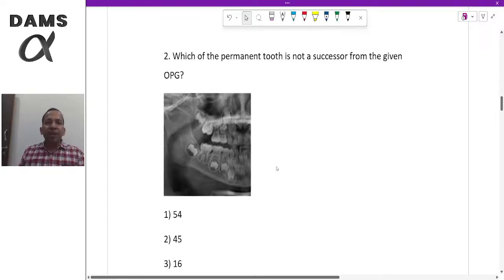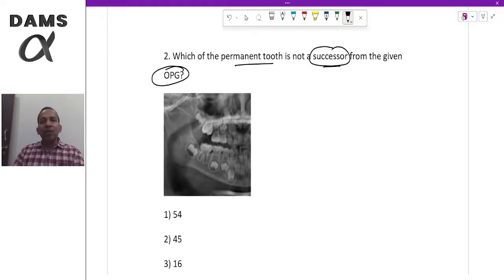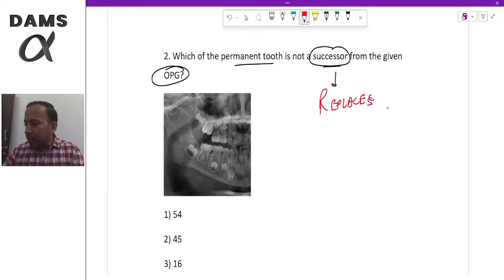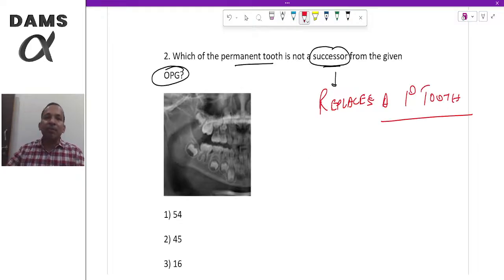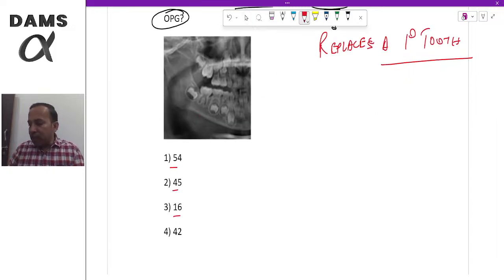So this was a picture based question, and here they have asked about the succedaneous tooth, right? So which of the permanent tooth is not a successor from the given OPG? So what do you mean by successor? A successor, or a succedaneous tooth, is a tooth that replaces a deciduous tooth, right? So this successor, what it means is that it replaces a primary tooth, isn't it? It replaces a primary tooth. So what are the options here? 5-4, 4-5, 1-6 and 4-2.